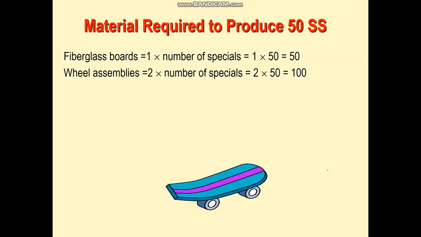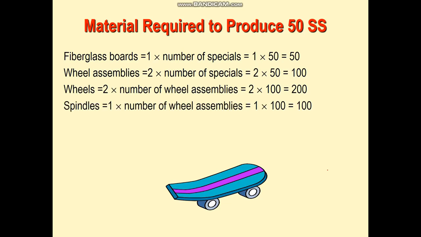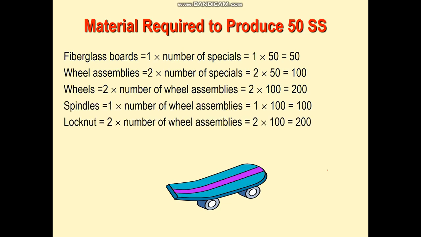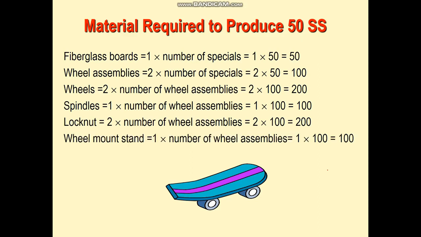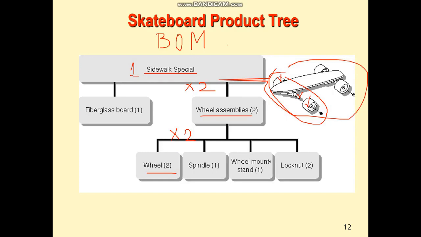And now let's assume that the order is 50 and we need to produce 50 sidewalk specials. So we can determine how many fiberglass boards, how many wheel assemblies, how many wheels, how many spindles, how many wheel mount stands we need. So if we need 50, let's go back to the BOM. If we need 50 sidewalk specials, we will need 50 fiberglass boards. We will need 100 wheel assemblies.